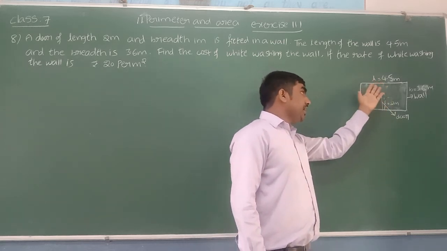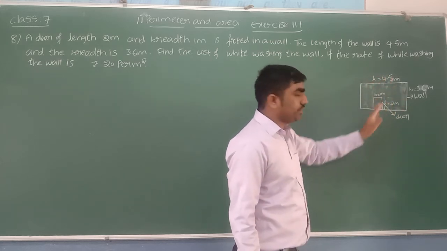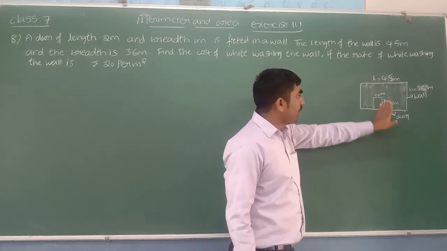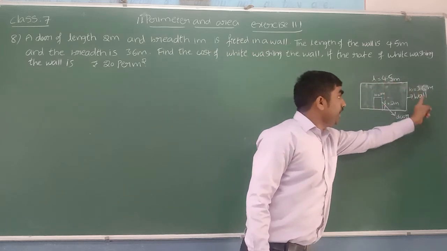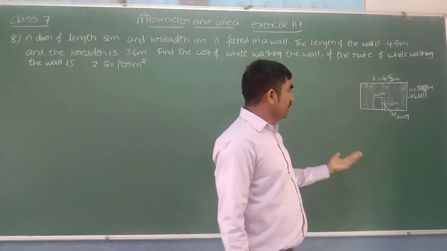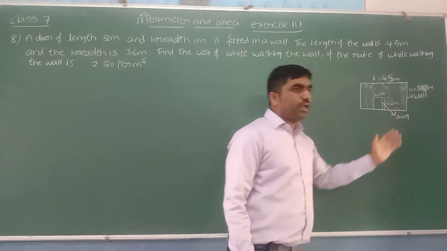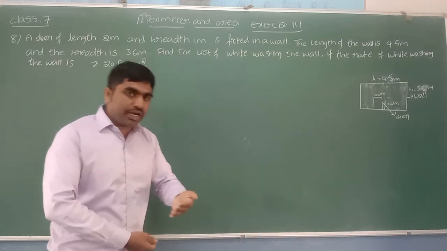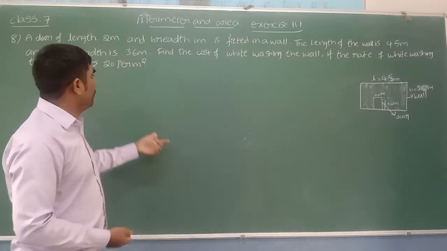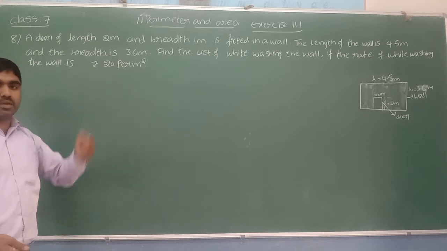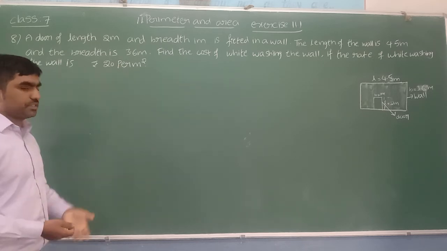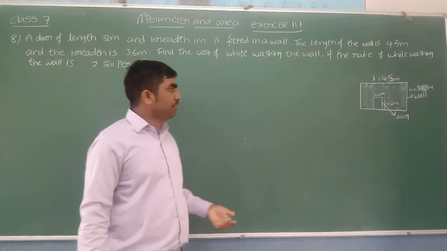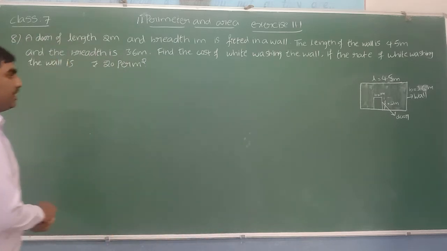So after getting the area of the wall and the area of the door, we need to subtract the area of the door from the area of the wall, so that we get the required portion to be whitewashed. After getting the required portion, we need to find the cost by multiplying with this 20 rupees. Hope it is clear to you. Now let us find the area of the wall.